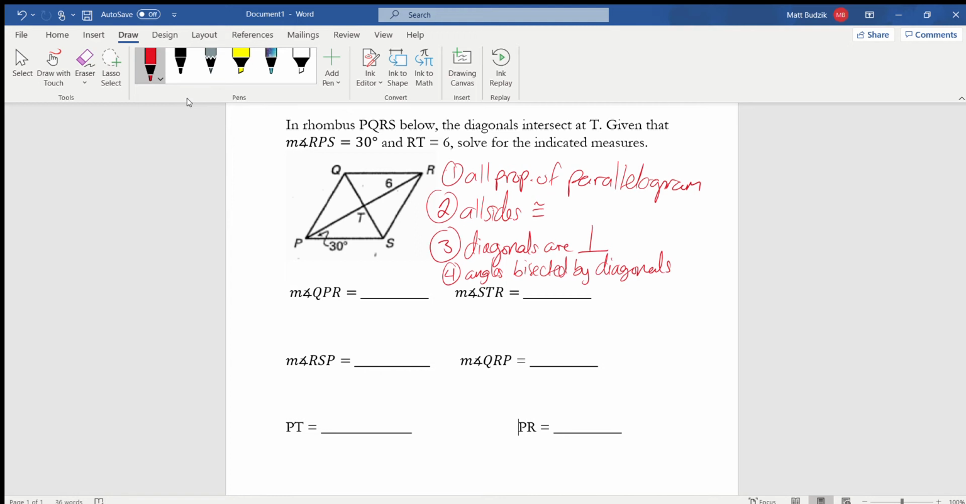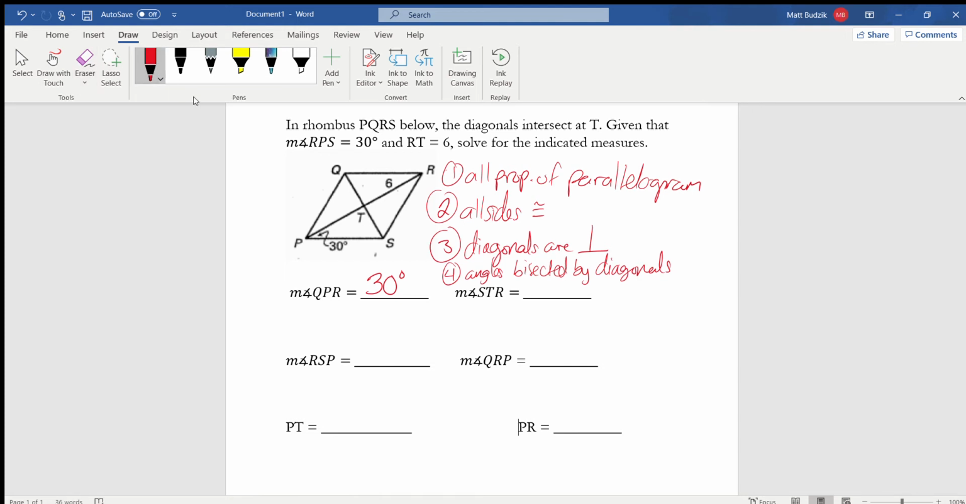So we're going to start with the measure of angle QPR. So if we look, that is that angle right here. So we're given that angle RPS is 30 degrees, and we know that the entire angle is bisected, so that means the other half also has to be 30 degrees. So that's how you get QPR, and it's working with that fourth property that angles are bisected by diagonals.